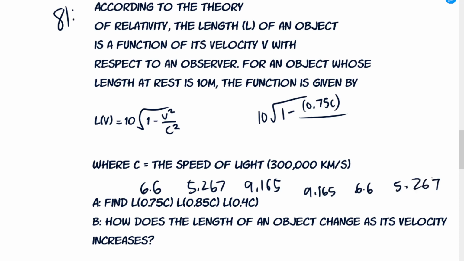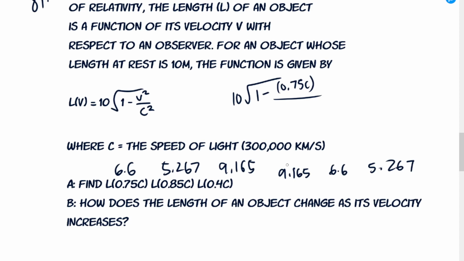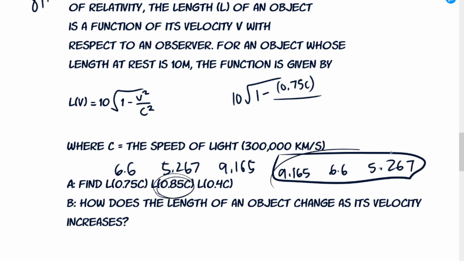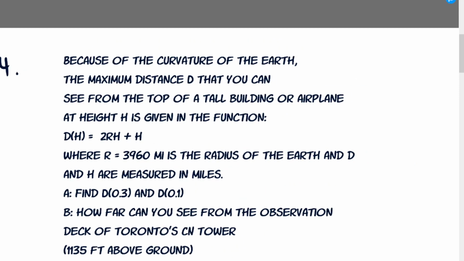Technically, it goes from 9.165 from slowest to 6.6 to 5.267. How does the length of an object change as its velocity increases? It looks like the length of the object actually gets shorter. Since these are bigger velocities and these are the lengths, when we plug it into our formula, it gets shorter. Awesome. So it's a really intimidating looking problem, but it's actually simpler than you might think.